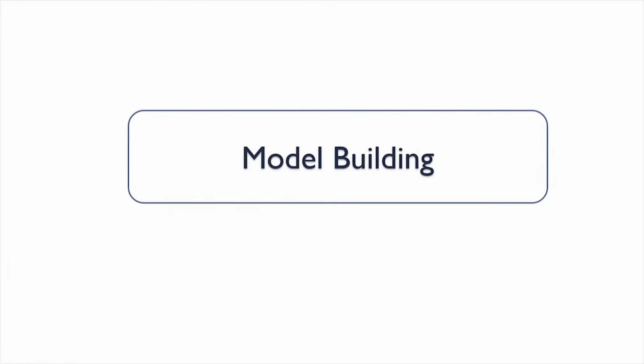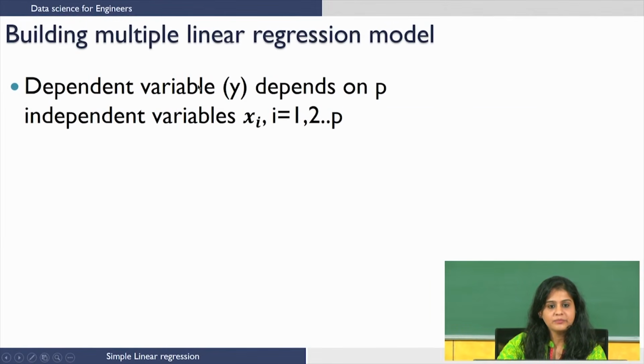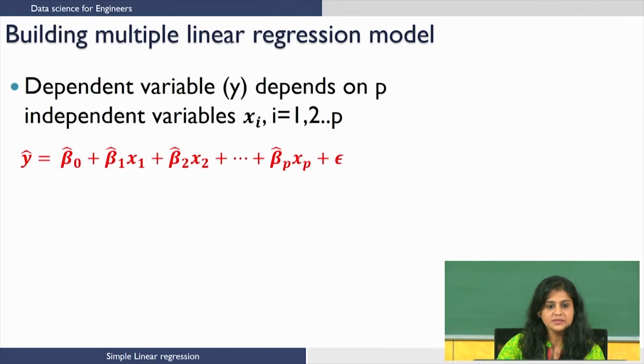So, now let us go on to model building. Like I earlier said, my dependent variable is only one here, which is denoted by y. I have several independent variables which are denoted by xi, and i could range from 1 to p, where p is the total number of independent variables. Now, let us see how to write this equation with multiple independent variables. Again, I have y hat, which is the predicted value. Now, I have beta naught hat, which is the intercept. Then I have beta 1 hat x1 plus beta 2 hat x2, and so on and so forth, up to beta p hat xp. So, beta naught hat is the intercept, and beta 1 hat, beta 2 hat, etc. are the slopes. Epsilon is the error.